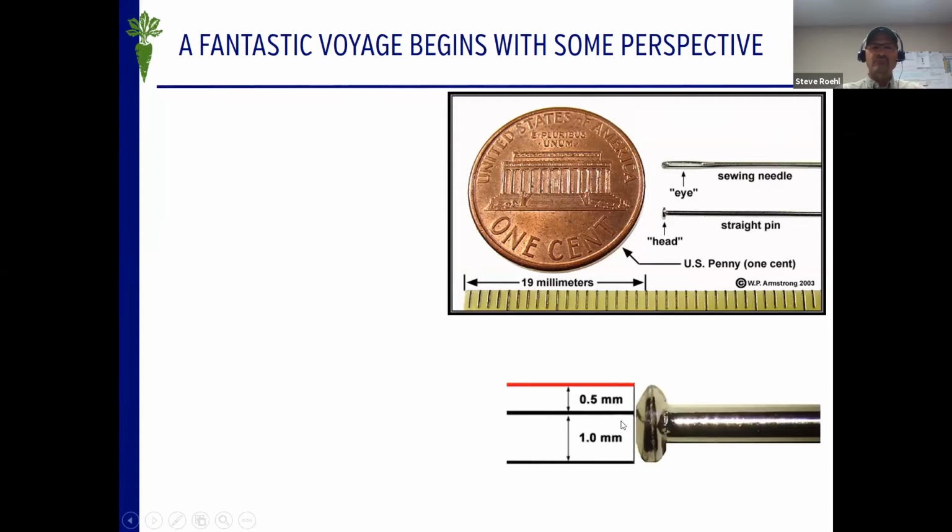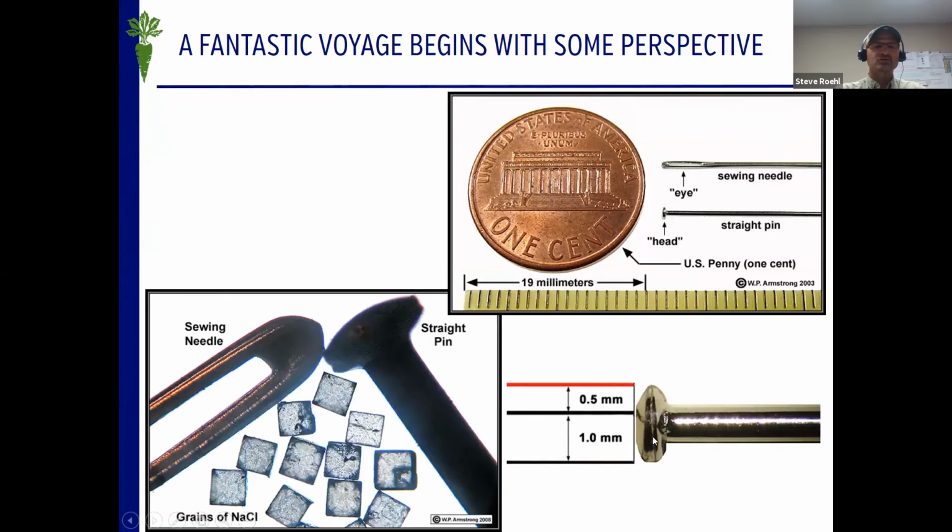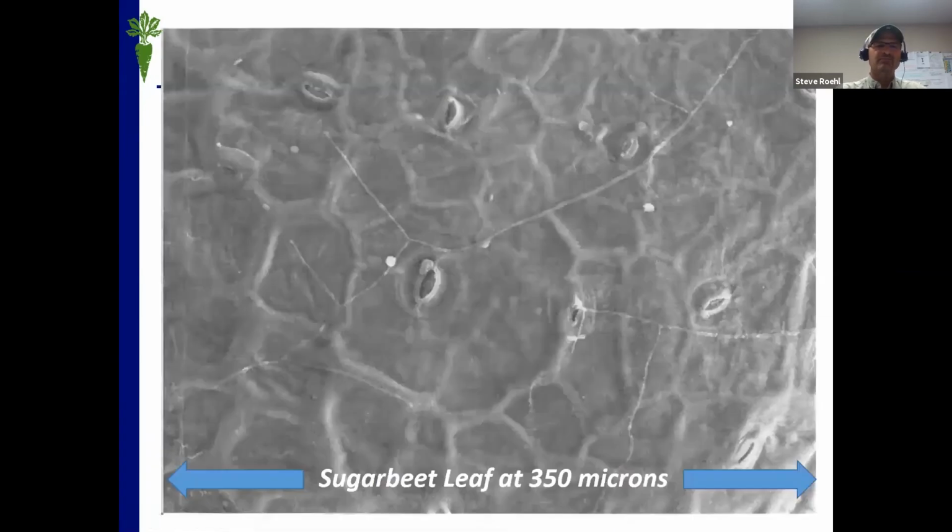We're about 1.5 millimeters across on the size of that straight pin. And if we take a look at the grains of salt, then that means that if we place that grain of salt on that head of that pin, that's approximately the way it might look. So we get a little bit of perspective now.